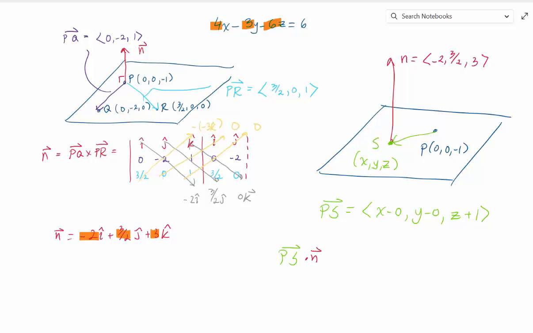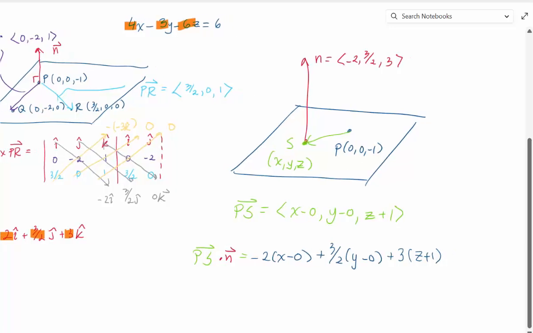Okay, so let's see what this looks like. So if I dot PS with the normal vector, I'm going to get -2 times (x minus 0) plus 3/2 times (y minus 0) plus 3 times (z plus 1), and that has to equal 0. Okay, so if we did this correctly, we should get back the equation of the plane that we had previously. So you can see it's starting to take form here.